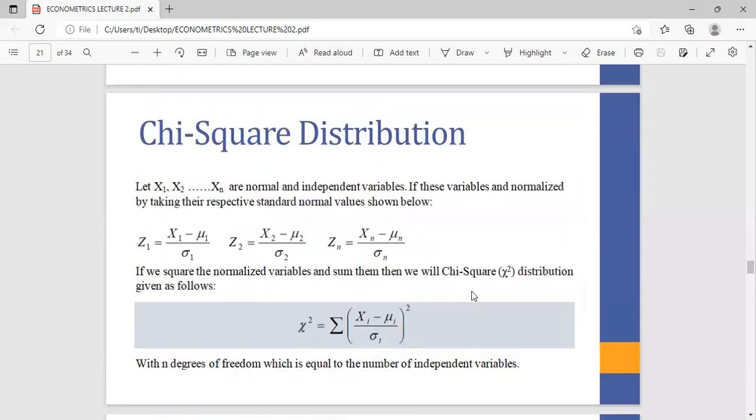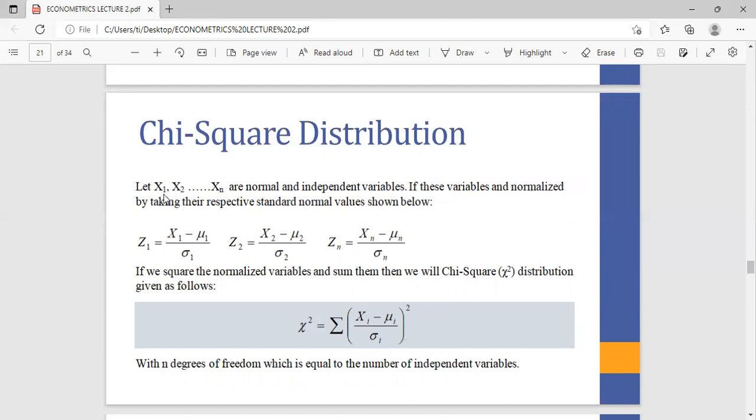Another related distribution is the chi-square distribution. Try to see the link among these distributions. Let x1, x2, ..., xn be normal and independent variables. If these variables are normalized by taking their respective standard normal values, we get Z1, Z2, and Zn like this.